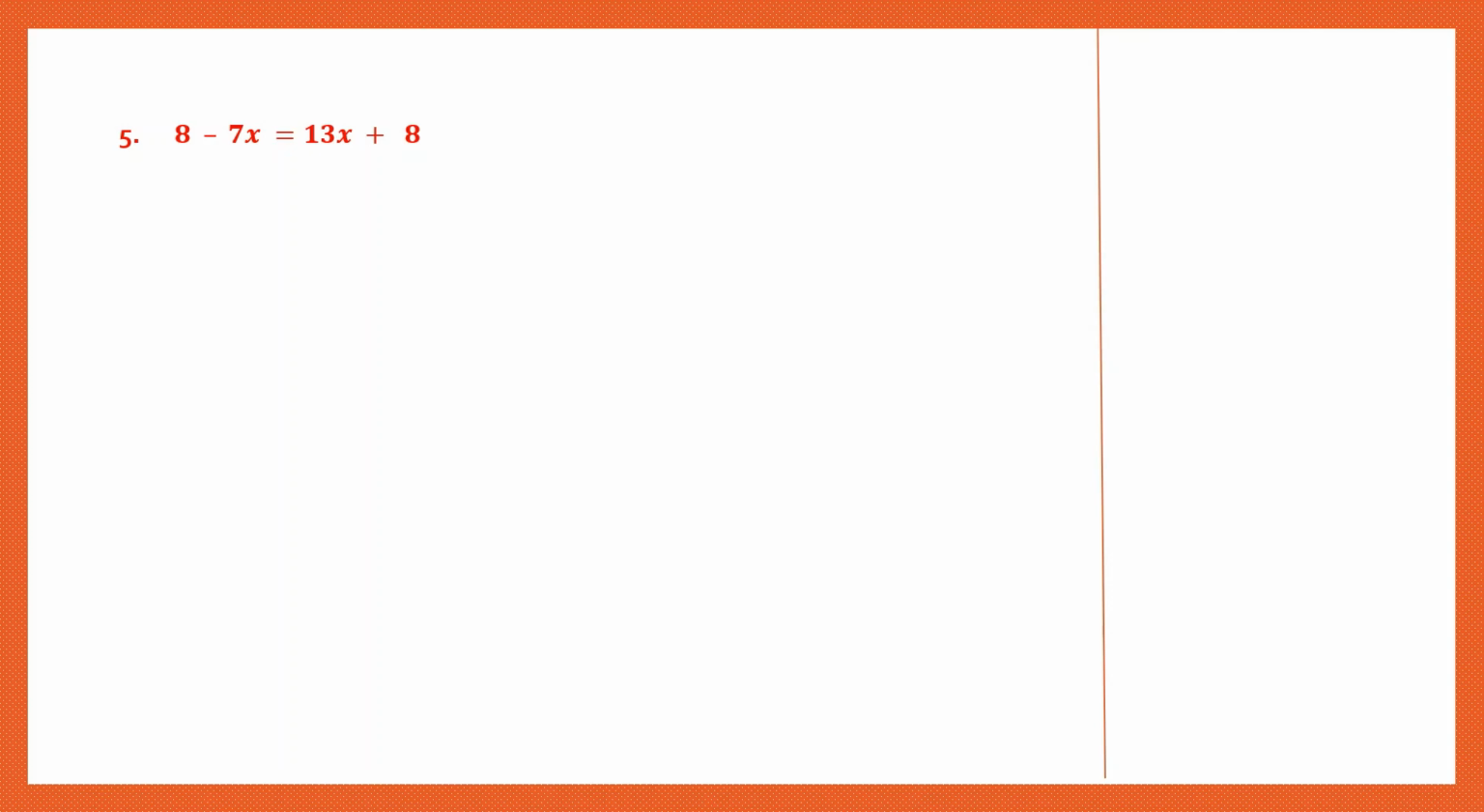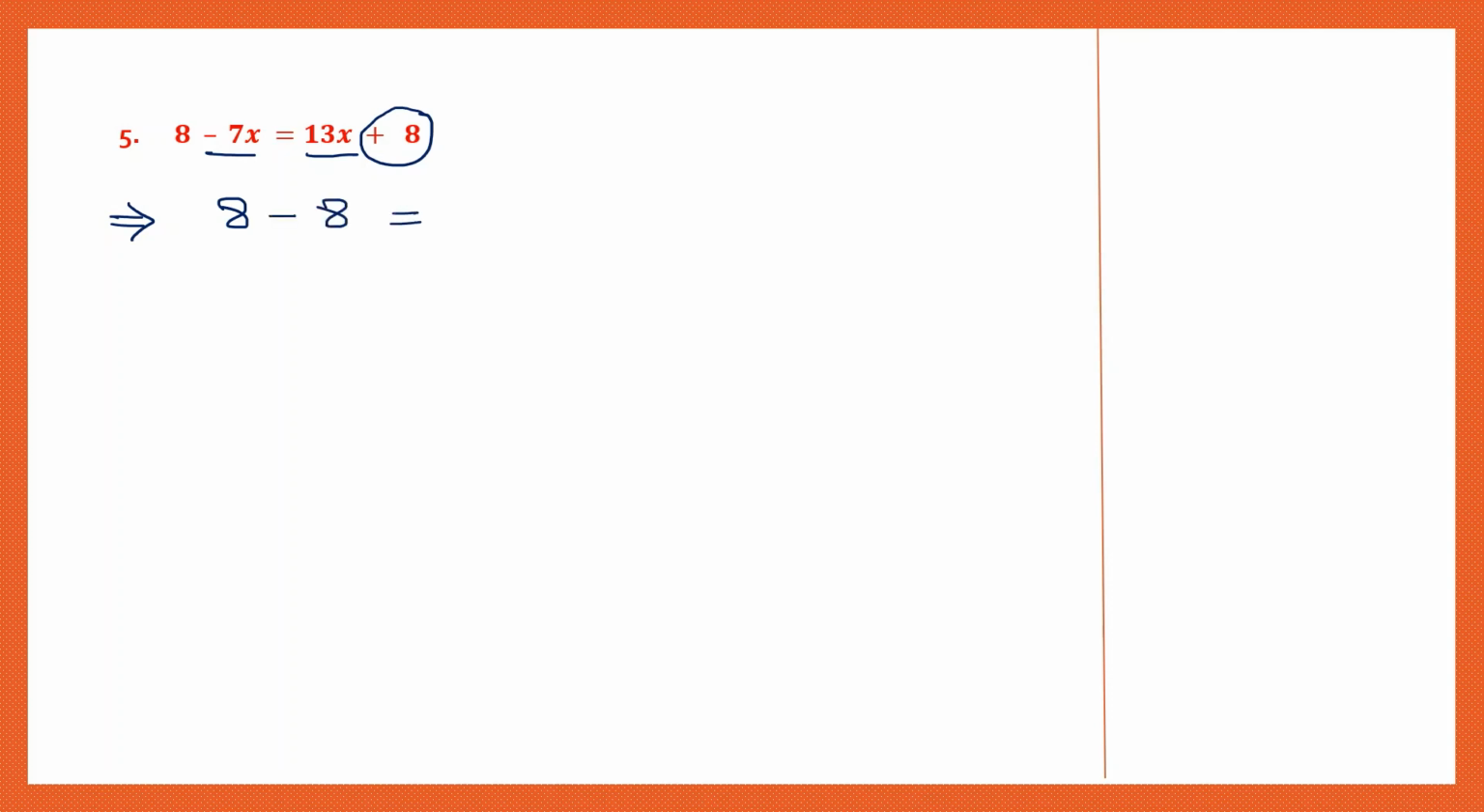Question 5. 8 minus 7x equals 13x plus 8. So again we have the variable on both sides. So let's keep all the constants to one side and all the variables to another side. Okay, so let's begin. We'll leave 8 here and we'll bring this plus 8 from the right hand side to the left. It becomes minus 8.